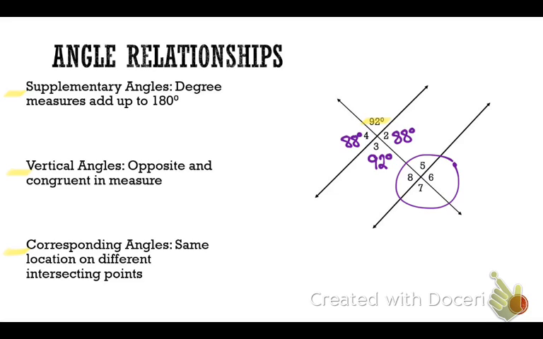All right, so let's start with angle 6. Which angle in the top point corresponds with 6? 2, which is 88 degrees. Which one corresponds with 7? 3, which is 92 degrees. But look at this. 6 and 7 are also supplementary, and 92 plus 88 is 180.